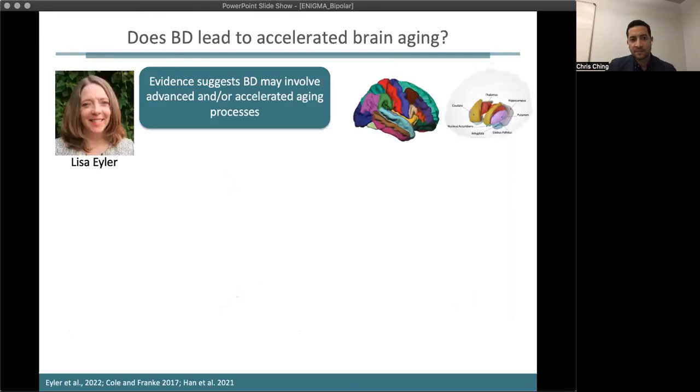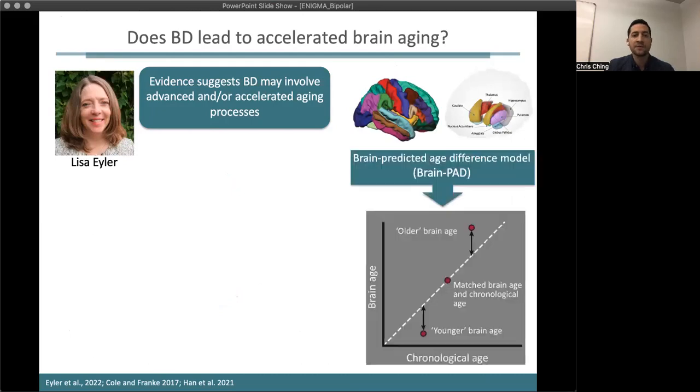So there's evidence to suggest that bipolar disorder may involve advanced or accelerated aging processes. And so Dr. Lisa Eiler and her team at UCSD have been using the ENIGMA-standardized brain measures to create what are known as brain predicted age difference models. So what you can do is take your control subjects, those not diagnosed with bipolar disorder, and load them into an algorithm that will be tuned to predicting a person's age based on what their brain looks like. And these algorithms can get quite accurate at predicting a person's chronological age.